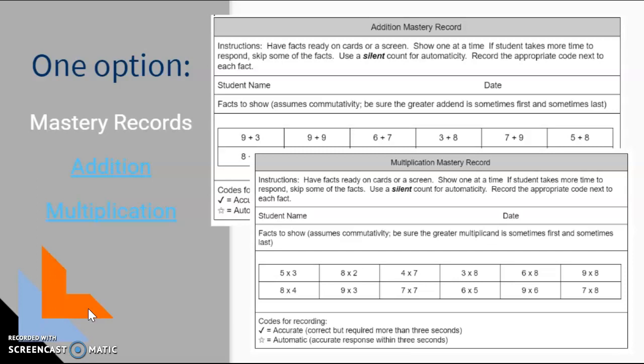Some other options are mastery records, which may be more applicable for learners who have had multiple exposures in these situations to addition facts and to multiplication facts. In these, we're checking in to see if they have actually mastered these facts. A student is presented with a fact, say 9 plus 3. The student is given time to respond and the teacher records the response. Automaticity and accuracy codes are written in on the teacher recording form. This is really just a spot check to make sure that they've moved forward and have mastered the skills.